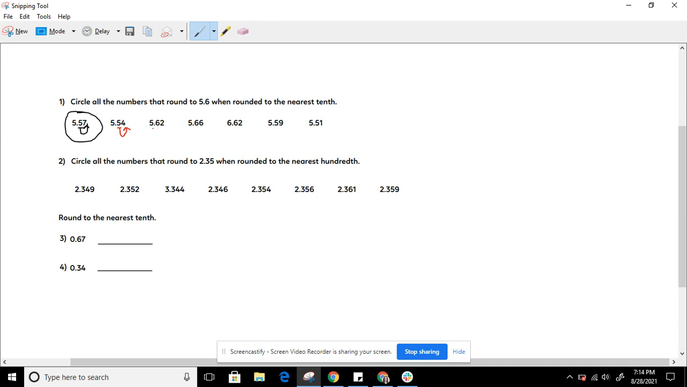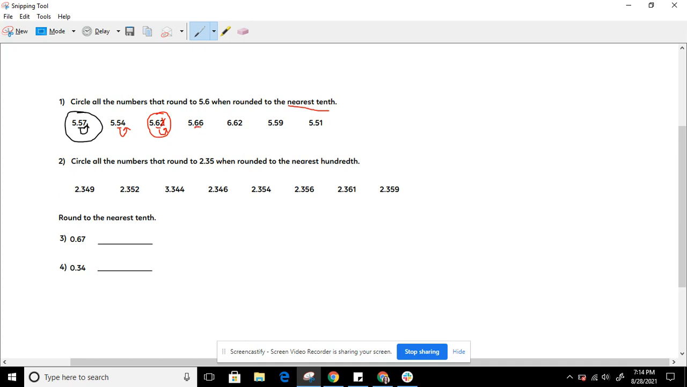Let's look at our next number, 5 and 62 hundredths. We're looking at the 6, which is in the tenth spot. Notice we're looking at each digit in the tenth spot because we're rounding to the nearest tenth. We take a look at the number to the right. It's a 2. The rule, 4 or below, the number stays the same. So the 6 would stay the same, and the 2 would cancel out. We're left with 5 and 6/10, which is what we're trying to round to. So that 5 and 62 hundredths would round to 5 and 6/10.